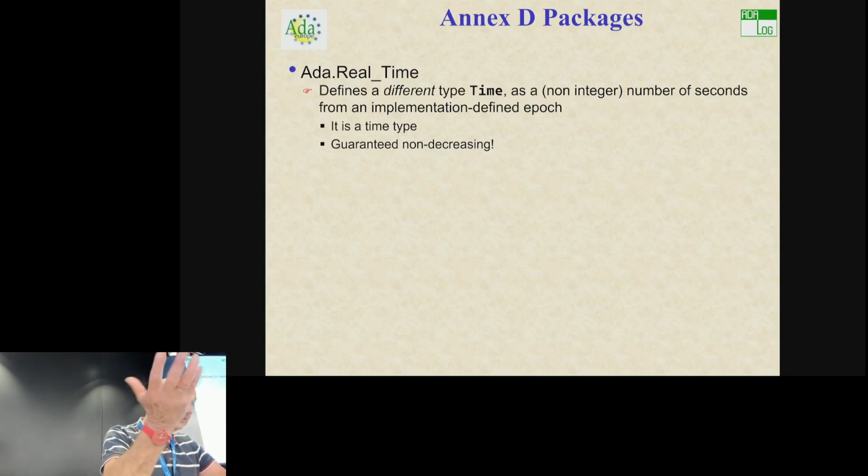Okay, this is not necessarily the same as the Unix epoch. Some compilers just start the time at 0 when you start your program. Okay, we don't know where the time 0 is, but it is a time. It is a Time type. Therefore, a delay until can be based on that, and it is guaranteed to be non-decreasing, which is not the case for the wall clock time, of course.